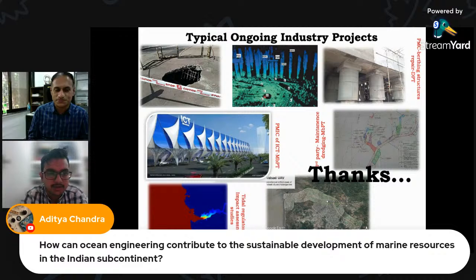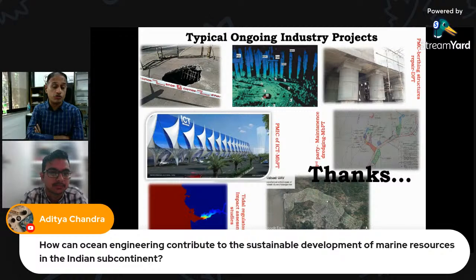So, how can ocean engineering contribute to the sustainable development of marine resources in the Indian subcontinent? This is a big subject of its own, sustainability. I will speak from an engineering perspective. Right now we are working on alternative materials compared to reinforced concrete in the marine environment, because we know that the steel placed inside the reinforced concrete is going to get corroded, and we are thinking of working on some kind of sustainable material in the long run. This is from the engineering perspective.